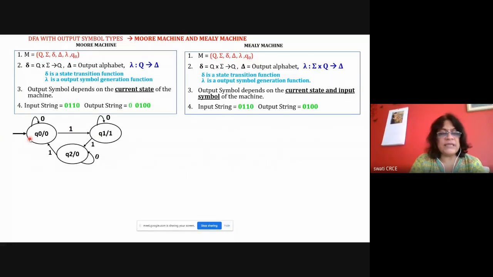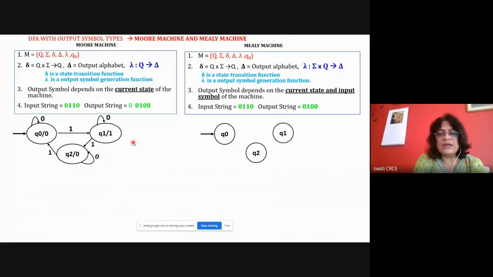Okay. Now the same diagram you can draw for a Mealy machine. For a Mealy machine, we don't write this output symbol 0 within the state, because your output symbol depends on sigma and Q. So we say that this output symbol 0 depends on the state and the input symbol. So we write it along with the input symbol.